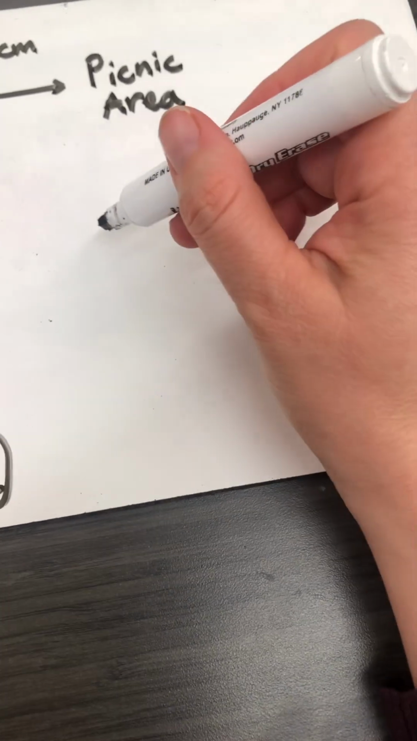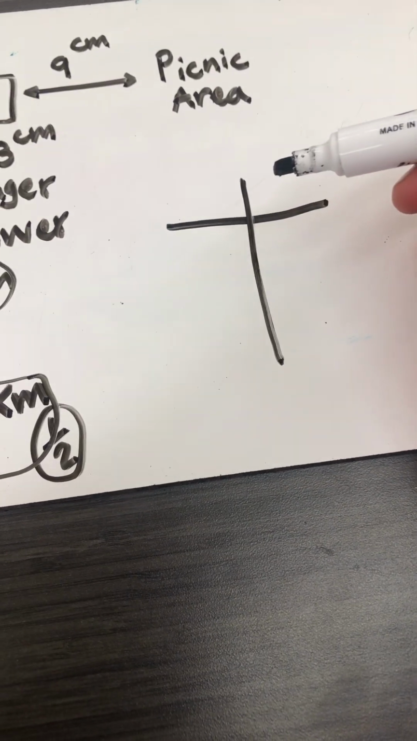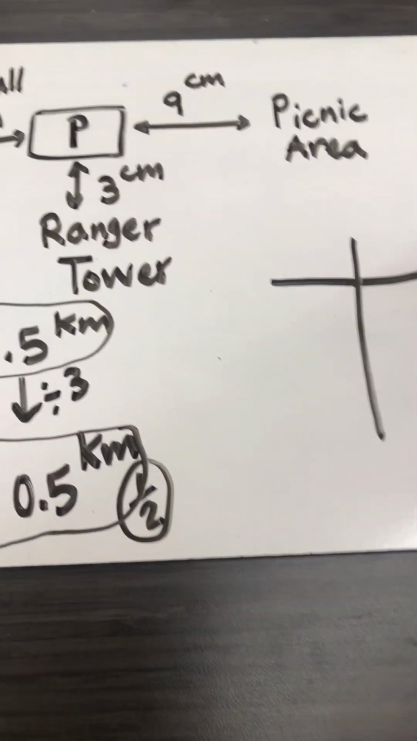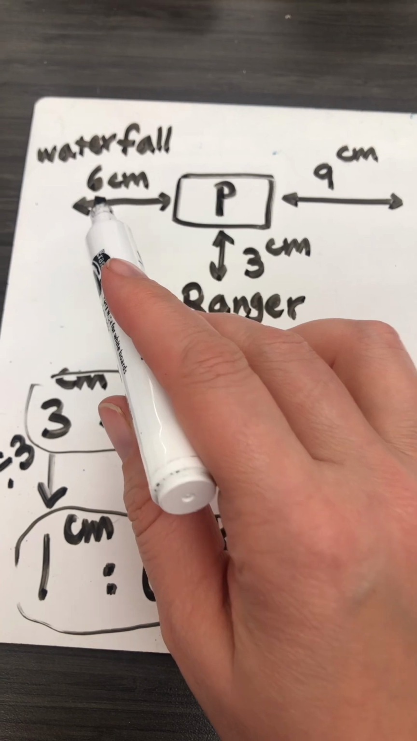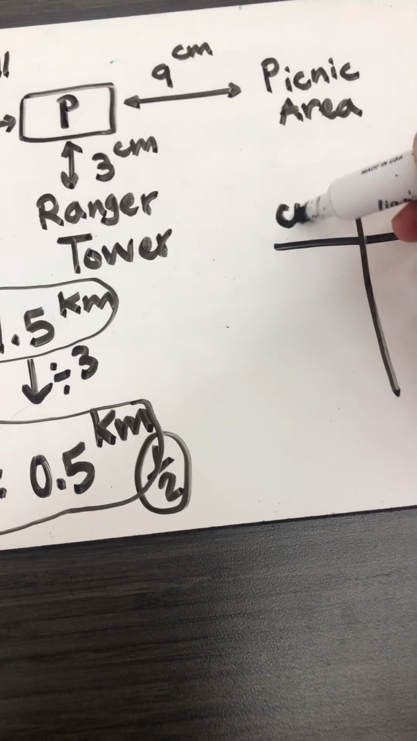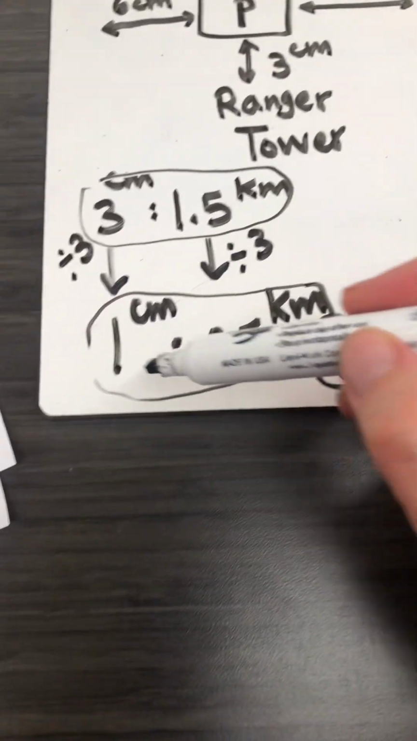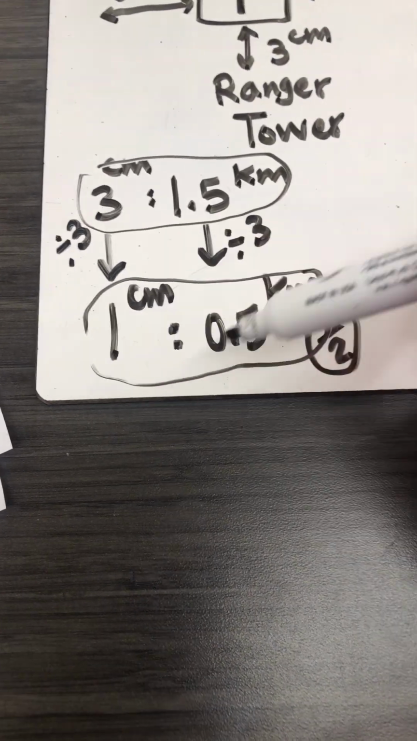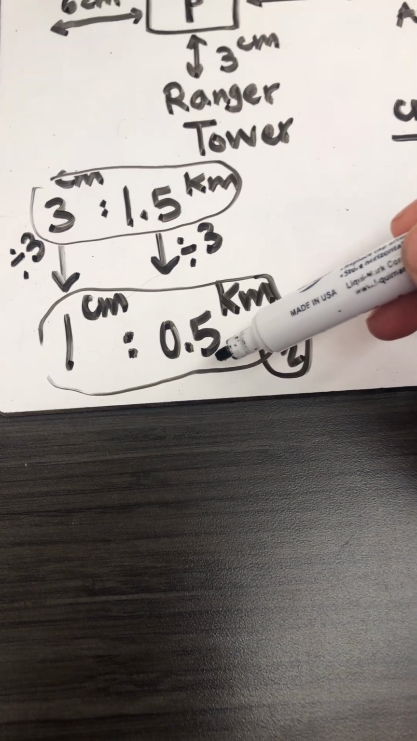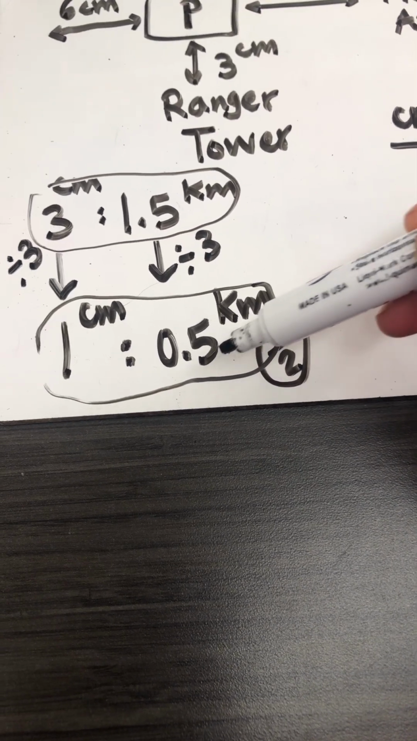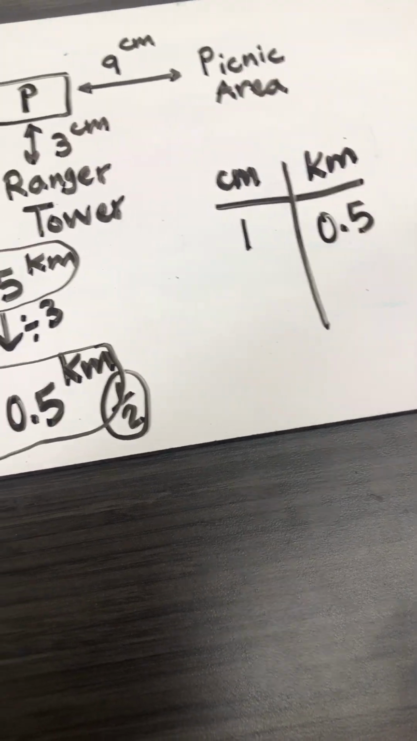I'm going to create a table again. So the first question is asking me to find the length of the waterfall trail, which is 6 centimeter on the drawing, on the map. So I'm going to label this side centimeter and this side kilometer. Again, I'm deciding to use the simplified version. 1 centimeter is represented by half a kilometer. So 1 centimeter, half a kilometer here.